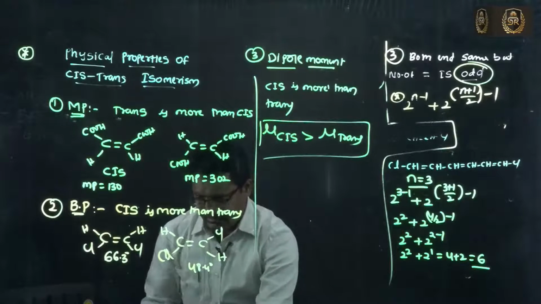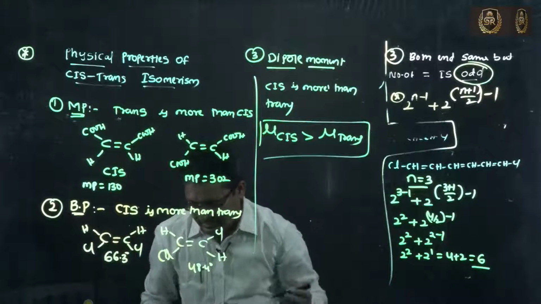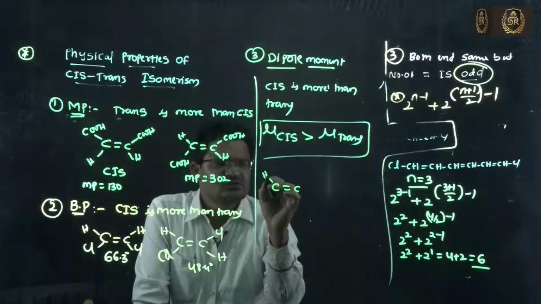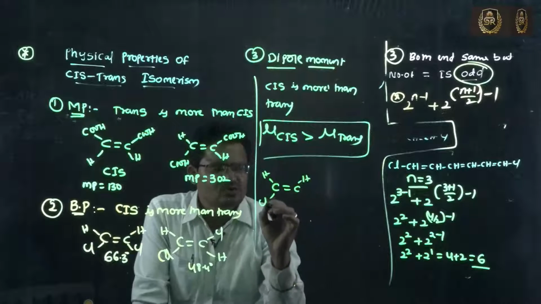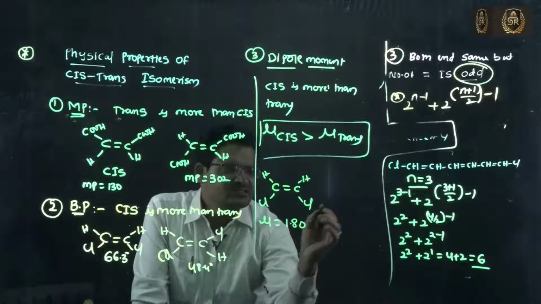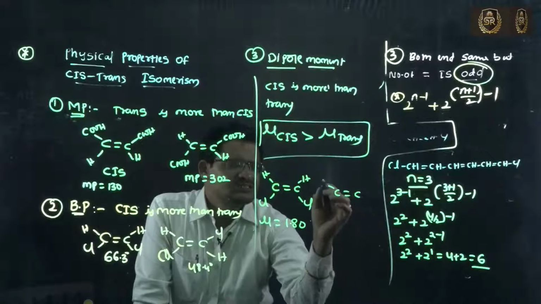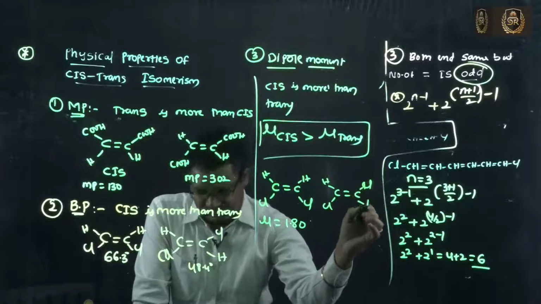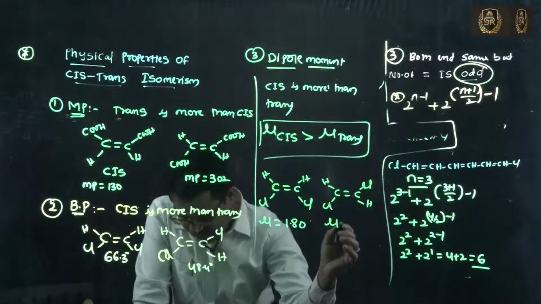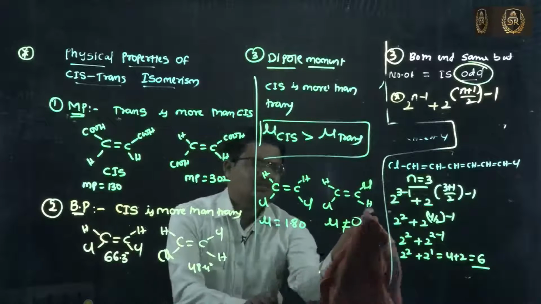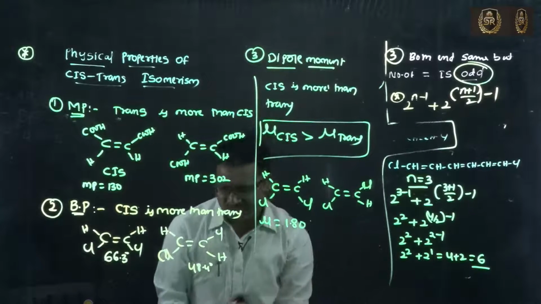So here, C double bond C, this is hydrogen, this is hydrogen, this is chlorine, this is chlorine. Its mu is 1.85. C double bond C, this is hydrogen, this is chlorine, this is chlorine, this is hydrogen, its mu is equal to 0. That means trans is nothing but 0.